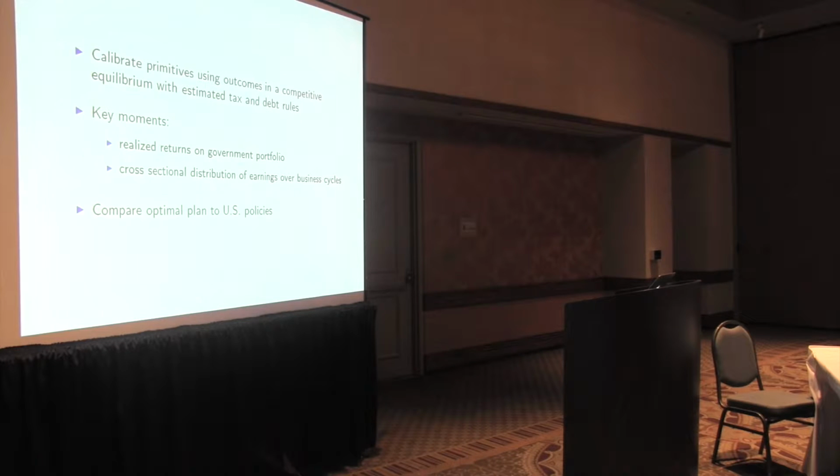And the second element, which is the inequality, that we are going to discipline using how the cross-section distribution of earnings moves over the business cycle. It was mentioned in the discussion, the analysis of Fatih Guvenen, who has new data to shed light on these moments. So we are going to use that. Using these two moments, or stylized properties of these two data series, we are going to calibrate our primitives and compare the optimal plan and relate it back to the US policies.